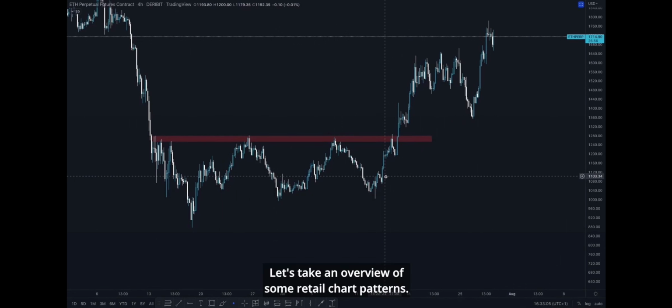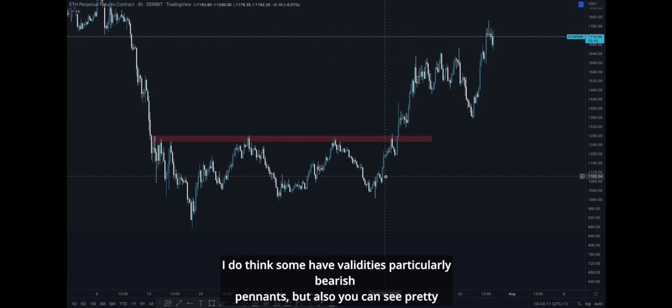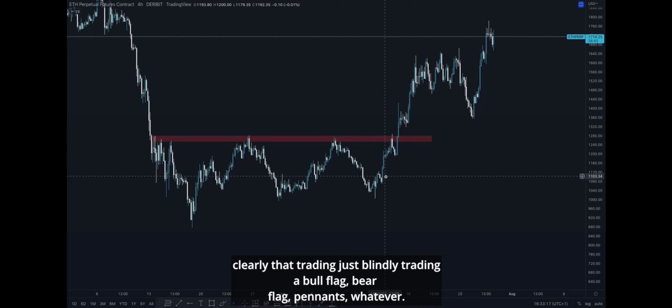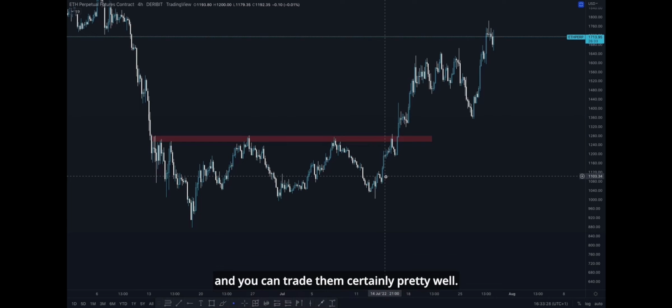So that's an overview of some retail chart patterns. You'll notice I didn't just shit on them all. I do think some have validity, particularly bearish pennants. But also you can see pretty clearly that trading blindly, trading a bull flag, bear flag, pennants, whatever, is not going to get you anywhere. But you can use them in confluence with other factors, and you can trade them certainly pretty well.